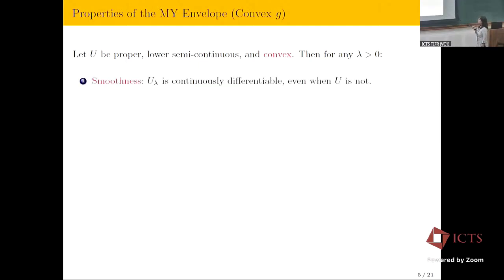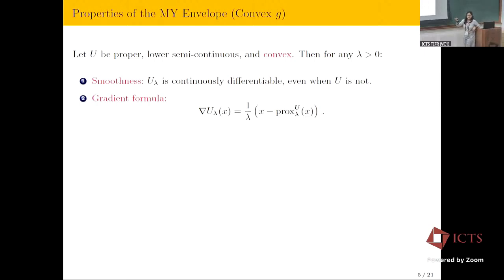U lambda is going to be continuously differentiable even when U is not. So if I give you a non-smooth U function, U lambda will be smooth. I'm assuming U is convex. That's great. That means I can take derivatives. The gradient of U lambda is available to me in a very nice clean form. It's 1 by lambda times x minus prox of x for U.